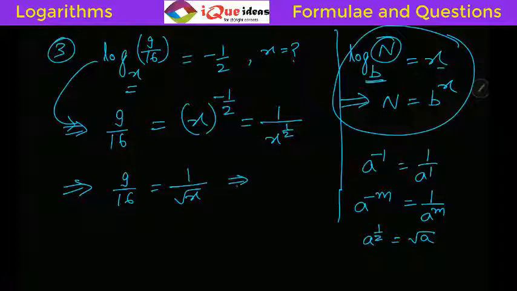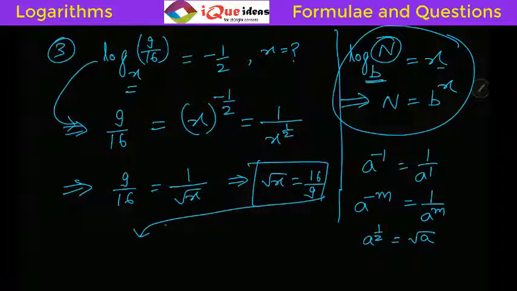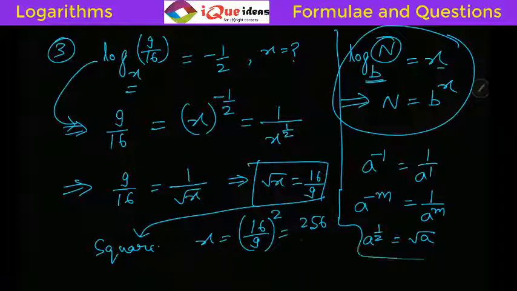Now this tells us very clearly that 9 by 16 is 1 by root x. So root x goes up, so it becomes 16 by 9. From here, if you simply square, right, if you simply square, you will get x equal to 16 by 9 whole square. Now 16 square is 256, 9 square is 81, right? So the final answer of this question is 256 upon 81. Alright, so this was a good question again.